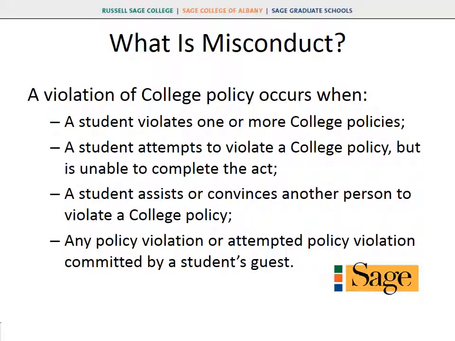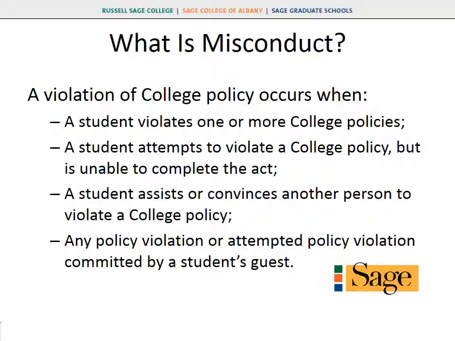So, what is misconduct? At SAGE, misconduct is any violation of college policy committed by a SAGE student. A violation of college policy occurs when a student violates one or more college policies. For example, Jim enters another student's room named Carlos and steals Carlos's iPhone. A student attempts to violate a college policy but is unable to complete the act. Jim is caught by public safety before he can leave Carlos's room with the iPhone.